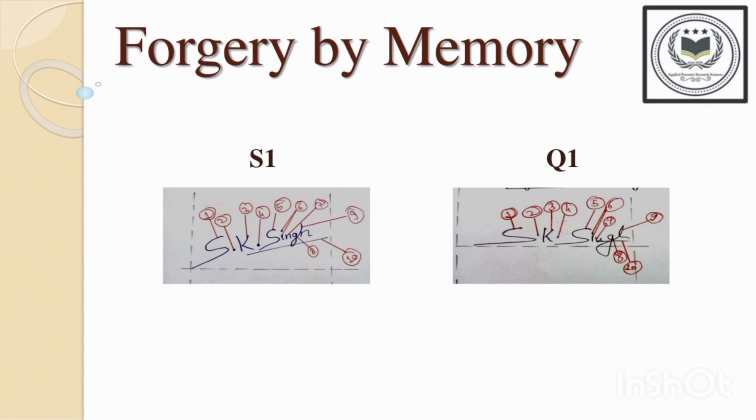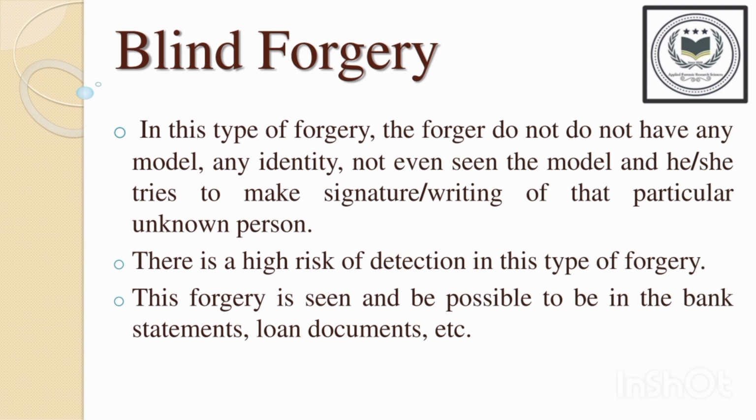It can be detected easily because it does not have the individual characters of the genuine writer. In the picture, you can see that Q1 and S1 are different. The individual characters are different, but they look similar. The next is blind forgery.